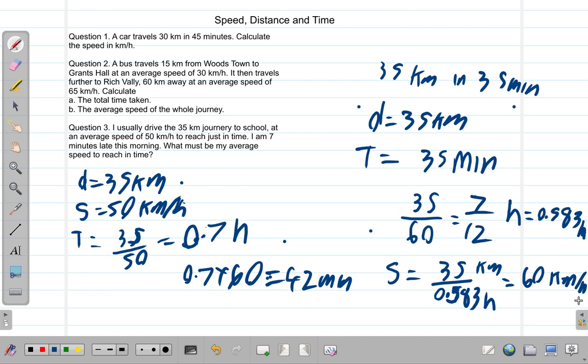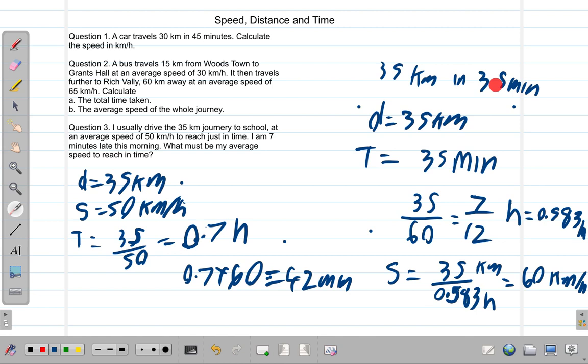Alright? So recapping again. Distance is 35 kilometers. Speed is 50 kilometers per hour. I'm 7 minutes late, so I must find the time I reach in minutes. I find the time of the 35 kilometers over 50 kilometers per hour, which gives me 0.7 hours. I convert it to minutes by multiplying by 60. I have 42 minutes. I'm 7 minutes late, so I subtract 7 from 42.